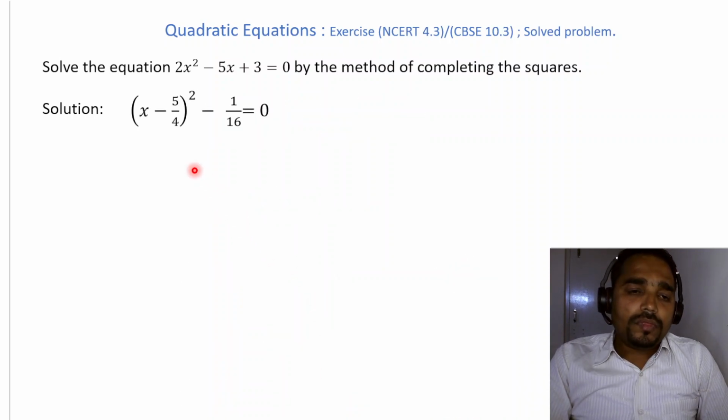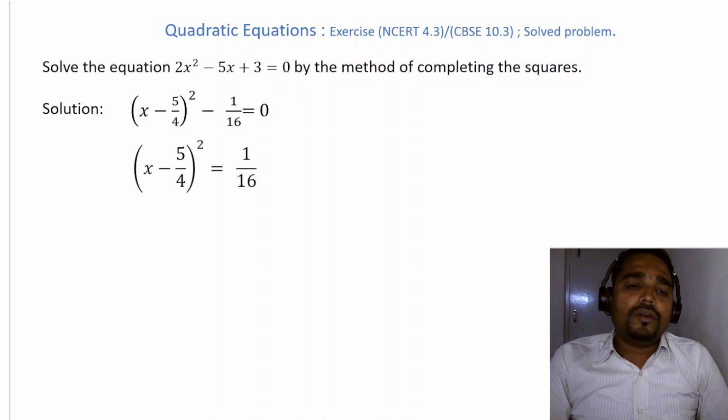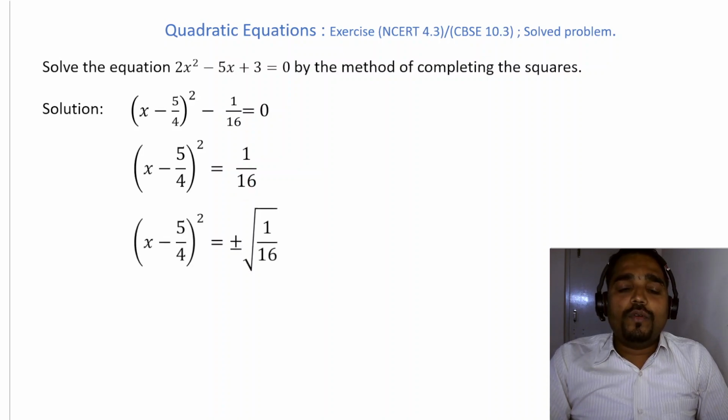Now to find the value of x, let's transpose this 1 by 16 towards the RHS. So minus 1 by 16 would become plus 1 by 16. That is what we see here. Also x minus 5 by 4 whole square is equal to 1 by 16. Now x minus 5 by 4 would be equal to plus or minus square root of 1 by 16.